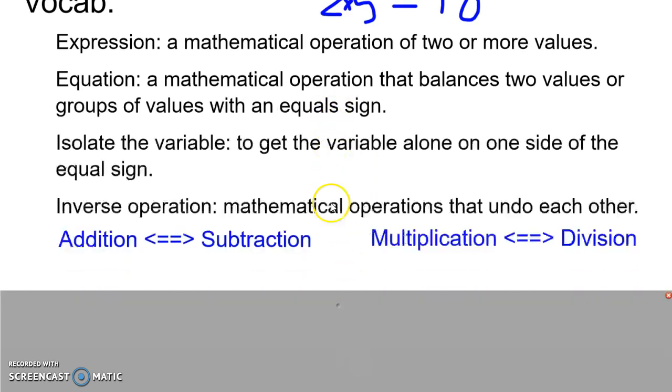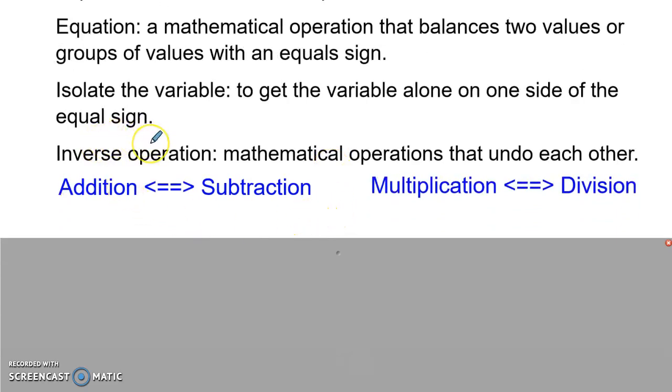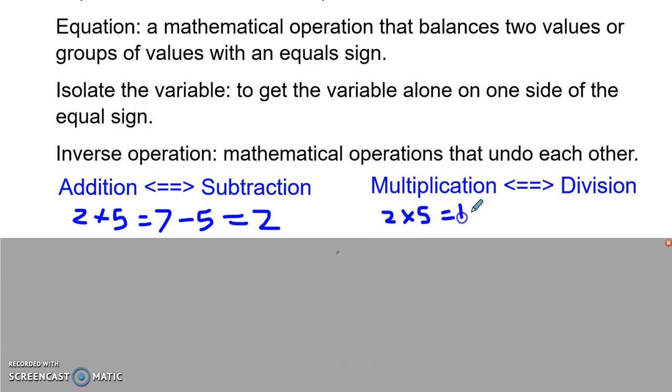The last vocabulary we have is inverse operations. These are the mathematical operations that undo each other. So addition and subtraction are inverse, and multiplication and division are inverse. If I add 2 plus 5 to get 7, I can subtract 5 to get back to my original 2, because they undo each other. If I have 2 times 5 equals 10, I can divide by 5 to get back to my original 2.